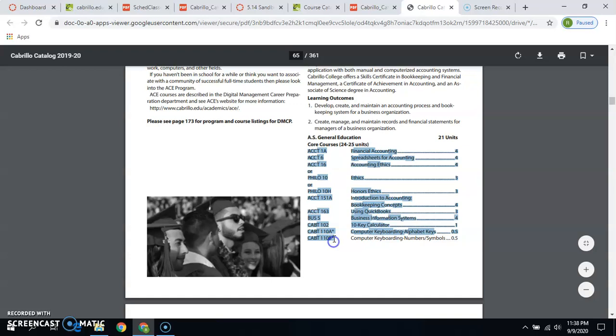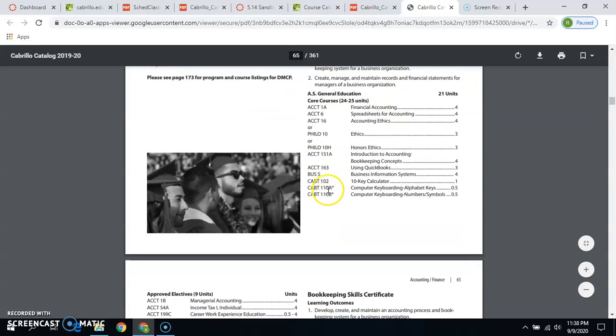are these right here. When you look at the requirements, you have to be very careful to make sure that you're picking specifically what they require. For example, Accounting 1A, Accounting 6, Accounting 16, or Philosophy 10, or Philosophy 10 honors. So you don't need all three. You need Accounting 16, Philosophy 10, or Philosophy 10 honors. Okay, so you pick from one of those three. You need Accounting 151A, 163, Business 5, Cabot 102, Cabot 110A, and Cabot 110B.